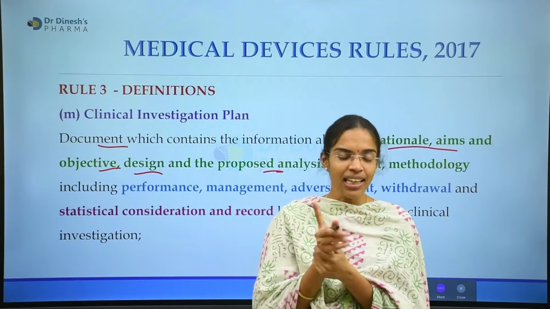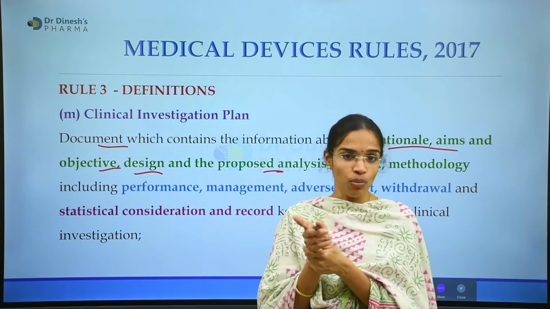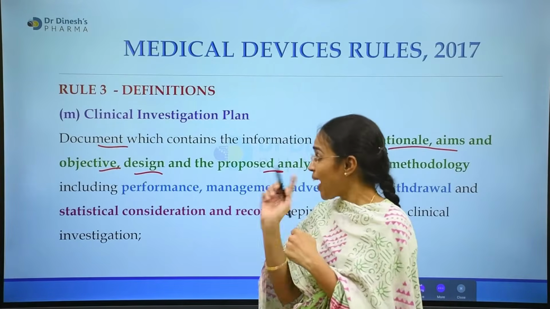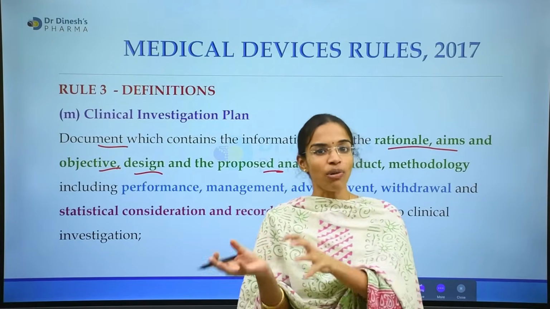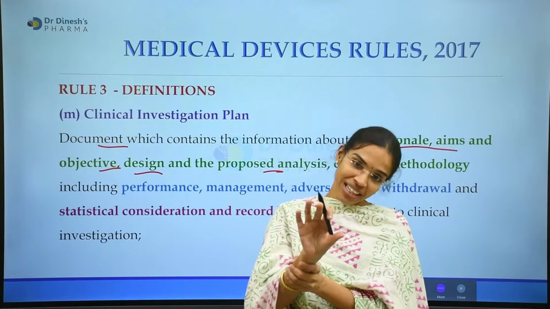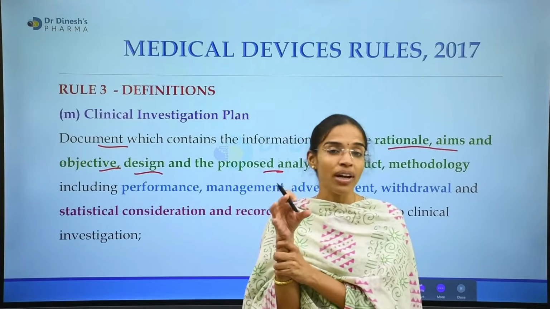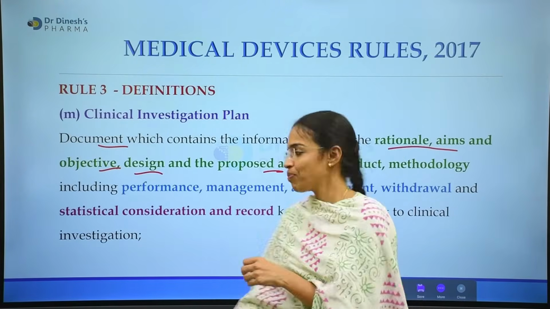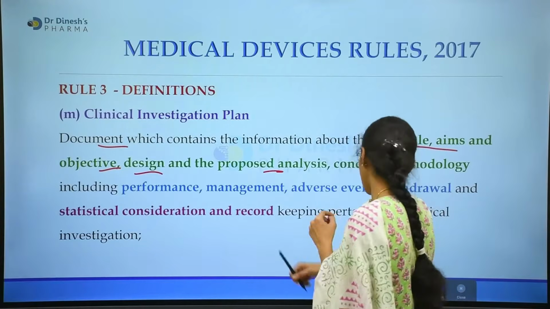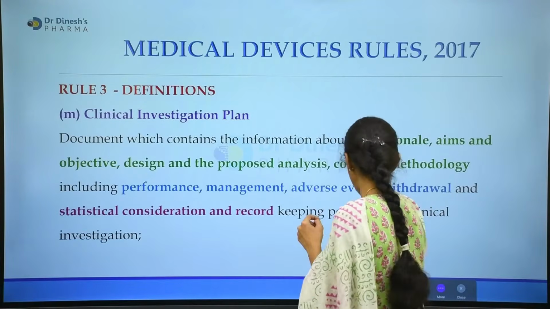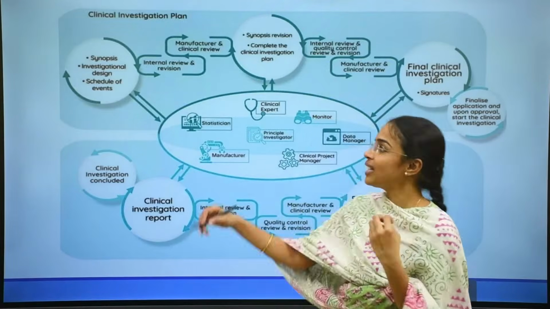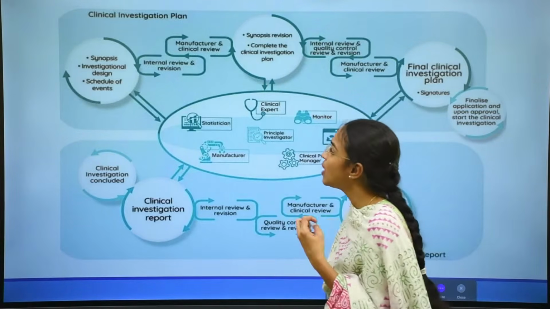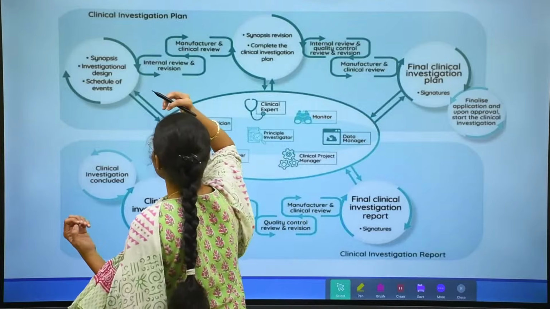3L is the direct practical study in human volunteers. But 3M is about the study plan, not about how it is to be studied but what all needs to be studied, what all is required in that particular study, and the records. So this is what a clinical investigation plan looks like. What all is included in it?